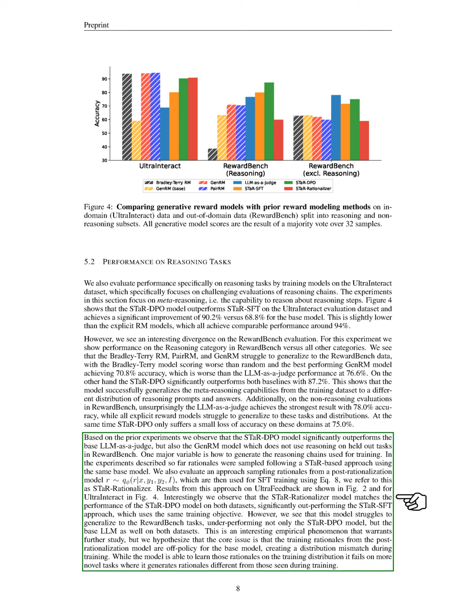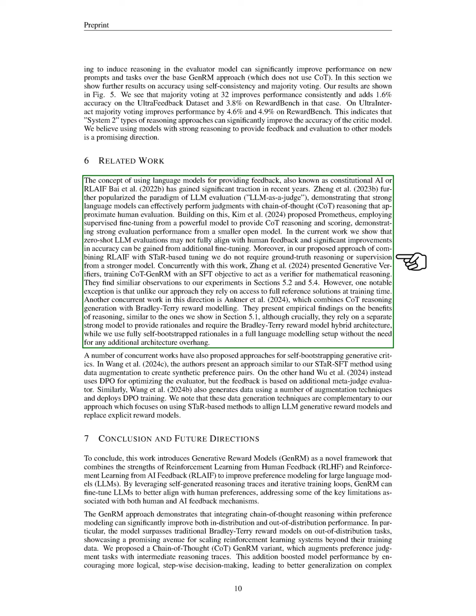Section: Related work. In this section, we discuss the growing interest in using language models for feedback, often referred to as constitutional AI or RLAIF. The concept of LLM as a judge has gained popularity, showing that strong language models can make judgments using chain-of-thought reasoning that resembles human evaluation. We build on this by introducing Prometheus, which uses supervised fine-tuning from a powerful model to enhance reasoning and scoring, achieving impressive evaluation results even with a smaller open model.